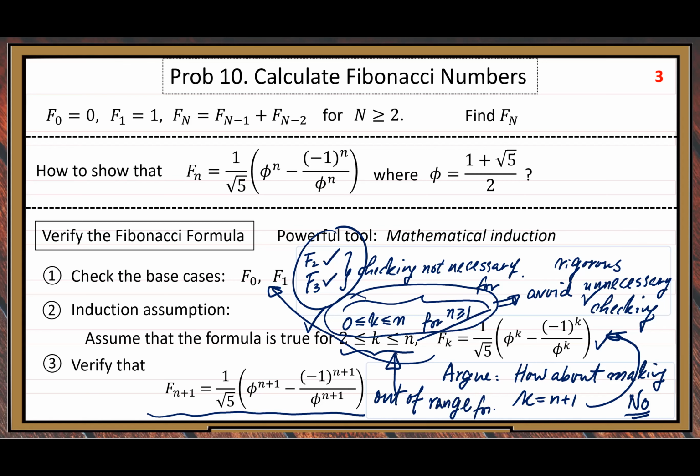Only when k is inside this range can you make this assumption. But now k equals m plus 1 is out of that range. How can you extend that assumption? How can you expand that range without any rigorous mathematical work? You cannot. That's illegal. But here, we want to extend that range.